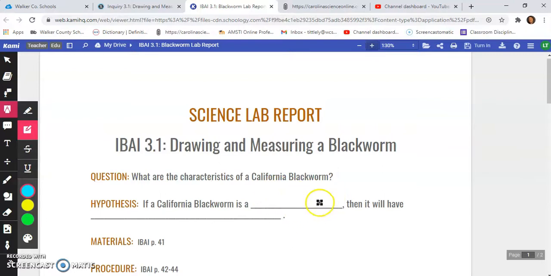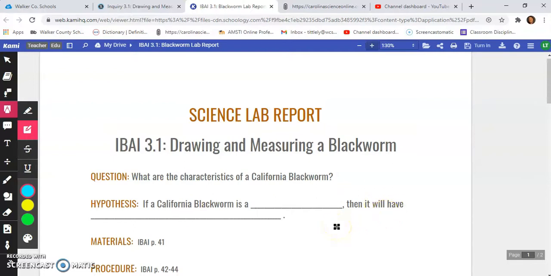So if it is a worm or if it is an invertebrate animal, then what would be something that it would have that would be characteristic of that type of organism? So figure out something that you would like to put here that would be a clue as to why it would be a worm or why it would be an invertebrate animal or what other option that you chose.